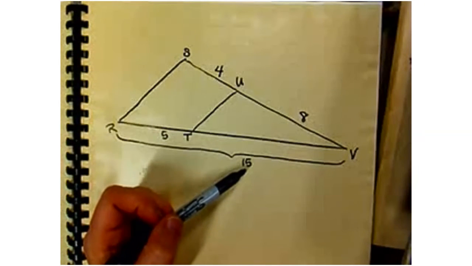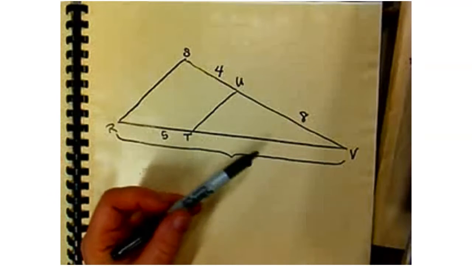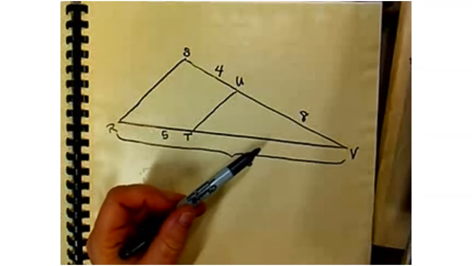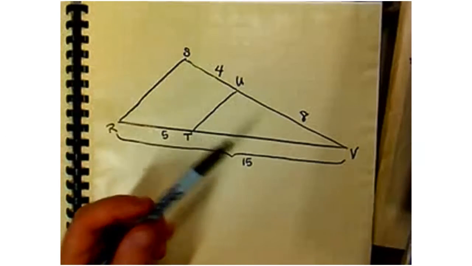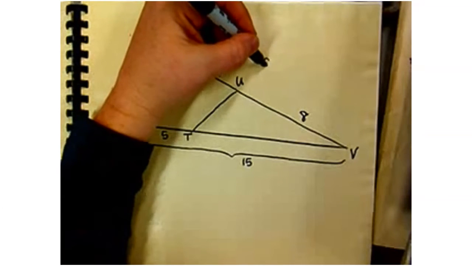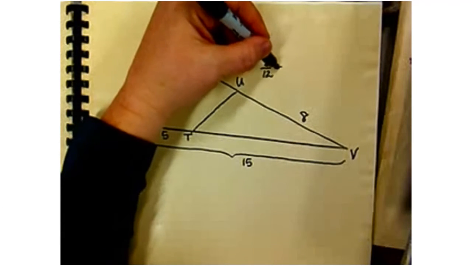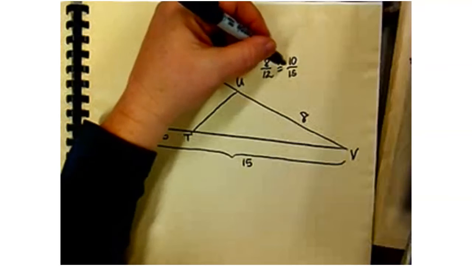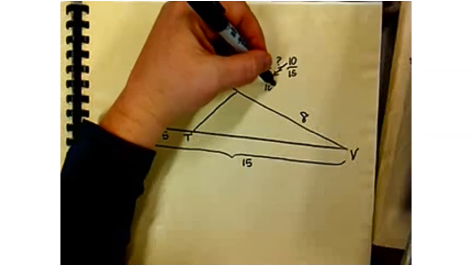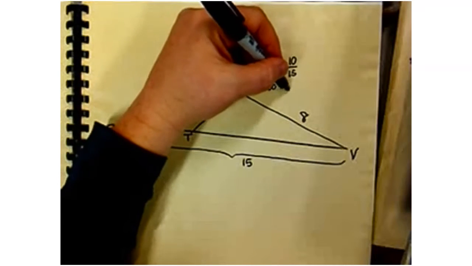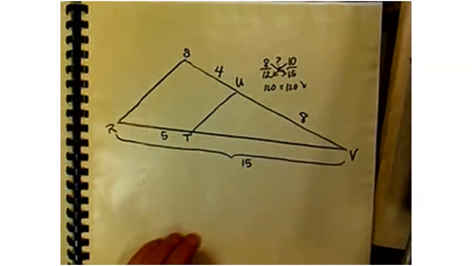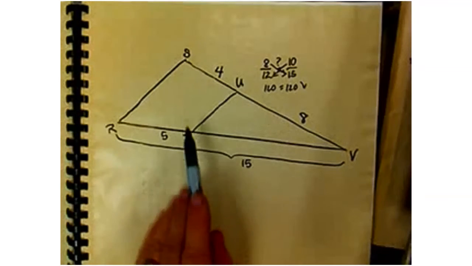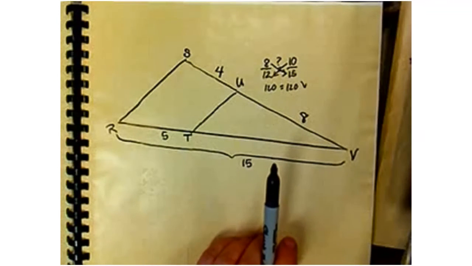We could also cross multiply. Multiply our extremes, see what that equals. Multiply our means, see what that equals, and if they equal each other, it's proportional. In this case, we had 8 to 12. Does that equal 10 to 15? So, okay, 10 times 12 is 120. 8 times 15 is 120. Sure enough, it does. So they're proportional. Therefore, UT is parallel to SR.